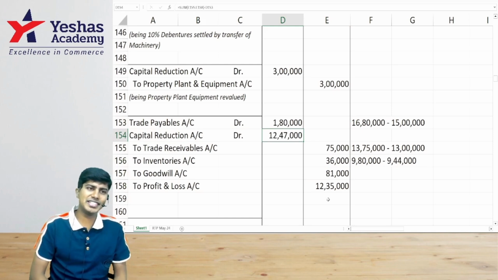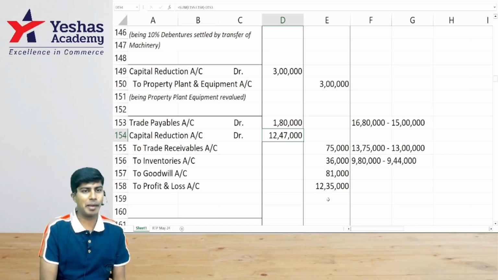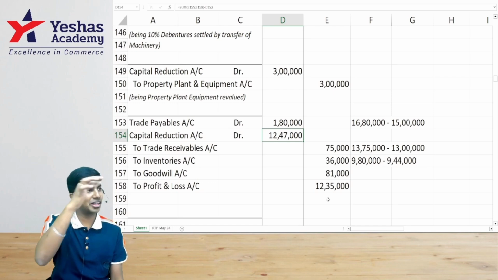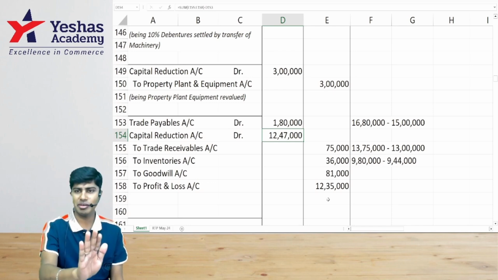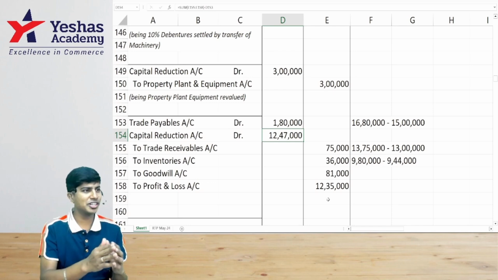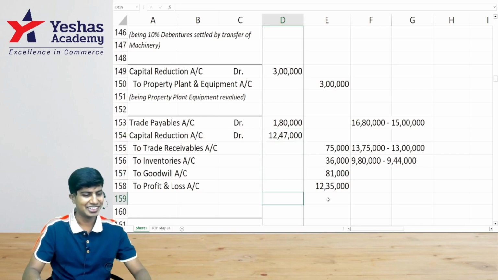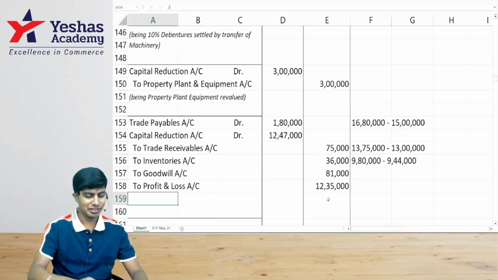If you want, you can write a single entry. Trade payable to capital reduction, to trade receivables, capital reduction to inventory, capital reduction to goodwill, capital reduction to P&L. Marks will be the same. Just because you write 6 entries, they give 6 marks, for 1 entry, 1 mark. Got this?